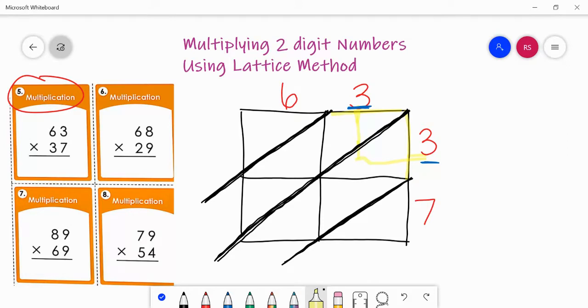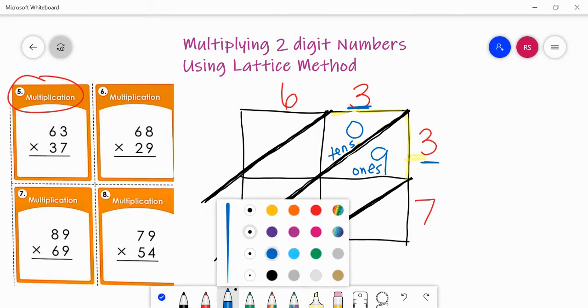So I'm going to write my product inside of here. Let me just erase this so it's not confusing. So 3 times 3 is 9. So I'm going to put a 0, 9 like this because 9 does not have any tens, right? When we're talking about lattice, your top box is going to be the tens place. Bottom box is going to be the ones place. So if you have a number that has no tens, just put a 0 there, okay?